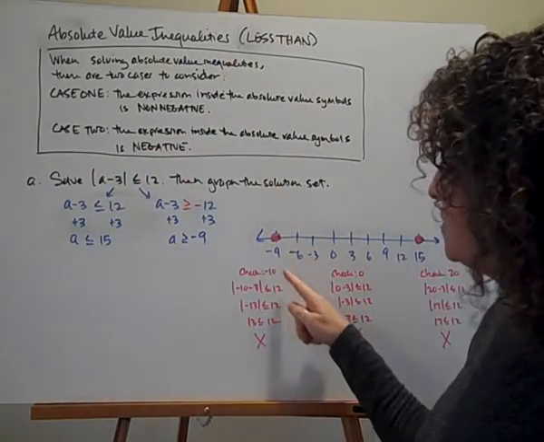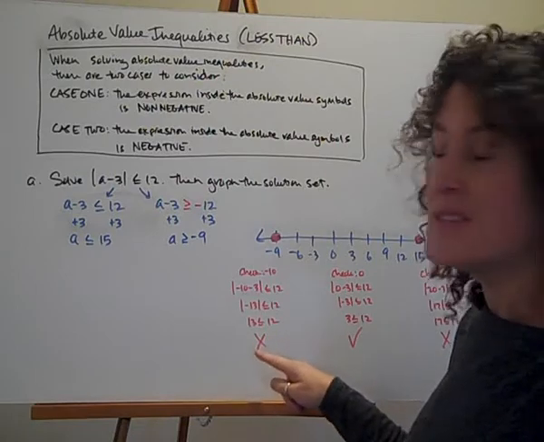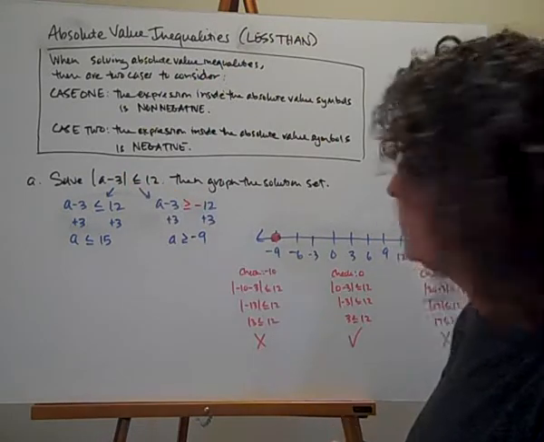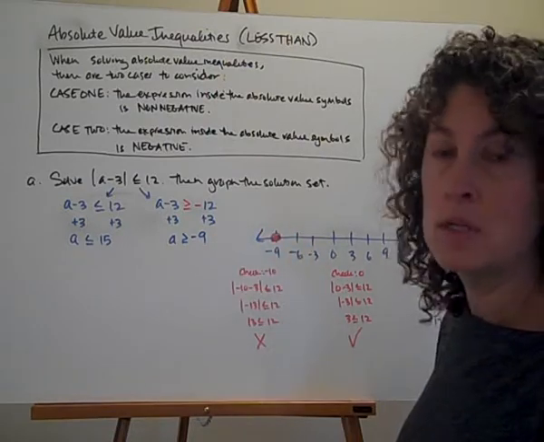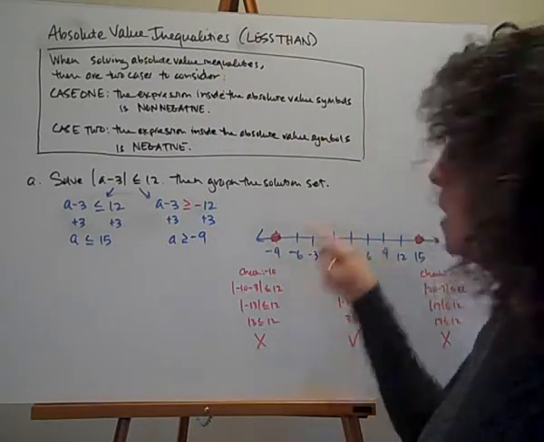So here I picked negative 10. I plug negative 10 in. Negative 10 does not work in my original inequality. So I know that the numbers less than negative 9 here are not going to be part of my solution set. Next, I'm going to pick a number that's in the middle.